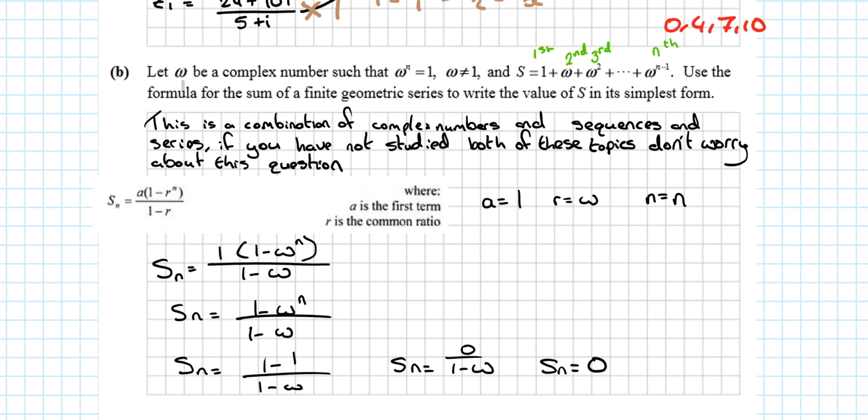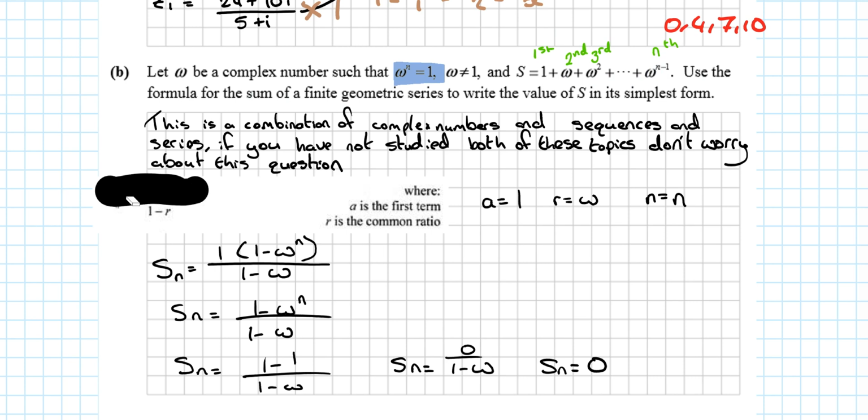So let omega be a complex number such that omega to the power of n is equal to 1. Okay, that's an important one. And S is the sum of 1 plus omega plus omega squared plus dot dot dot plus omega to the power of n minus 1. Use the formula for the sum of a finite geometric series. So this is what it's looking at.